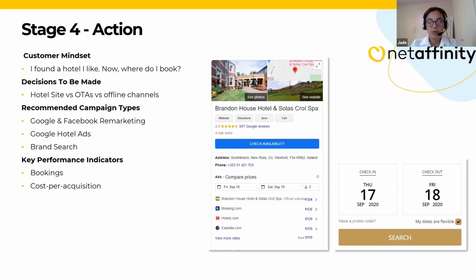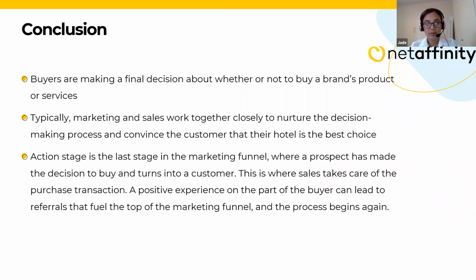And I just want to conclude on our funnel, the conclusions of our masterclass today. Buyers are making a final decision about whether or not to buy a brand's products and services. Typically, marketing and sales work together closely to nurture the decision-making process and convince the customer that their hotel is the best choice to stay in.